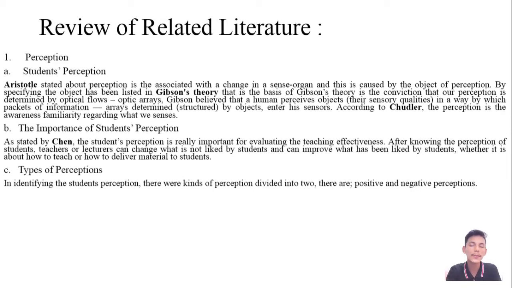Next, types of perception. In identifying student perception, there are kinds of perception divided into two. There are positive and negative perception. Positive perception is a valuable present that prepares the self-confidence and power to catch on to the world, to endure crisis, and to focus outside oneself. It increases the construction of relationships and giving to others. On the other hand, negative perception is disposed to focus on one's own desire, trying to acquire and prove one's self-worth.